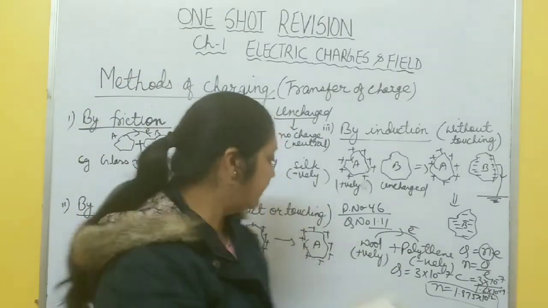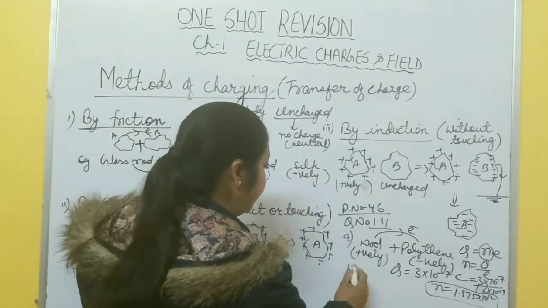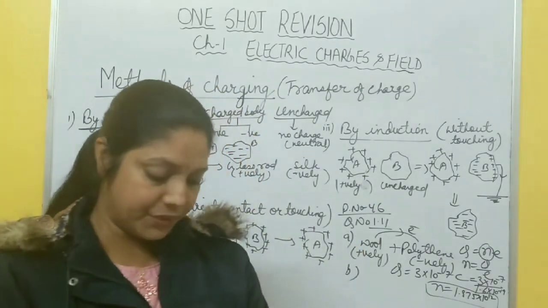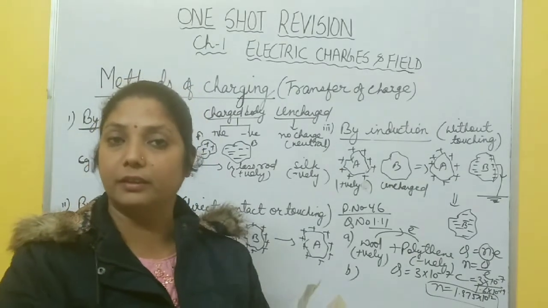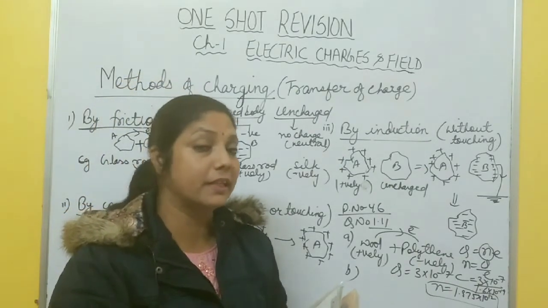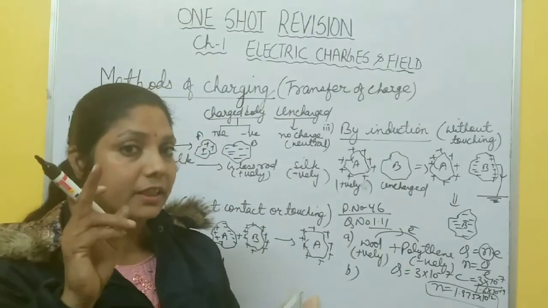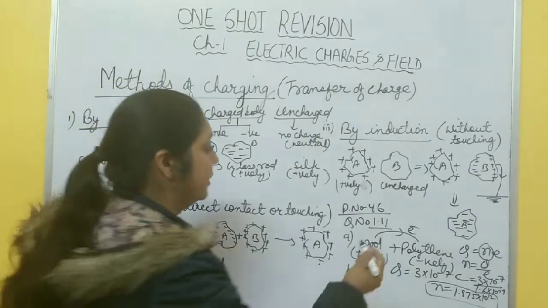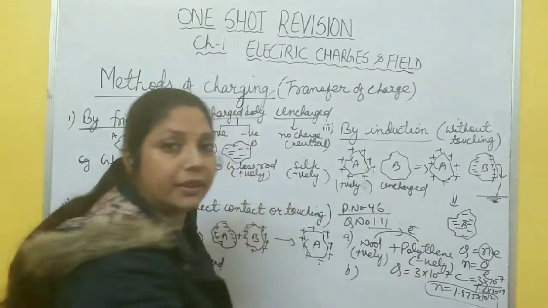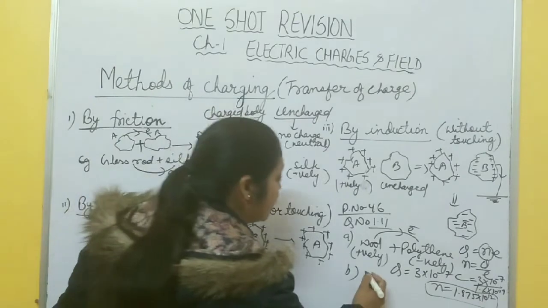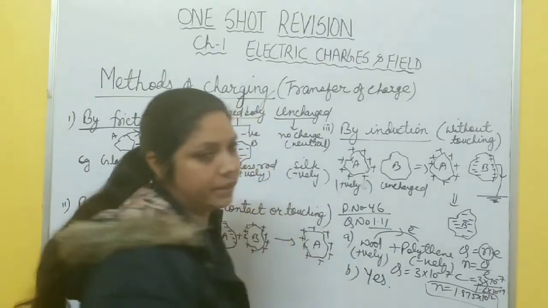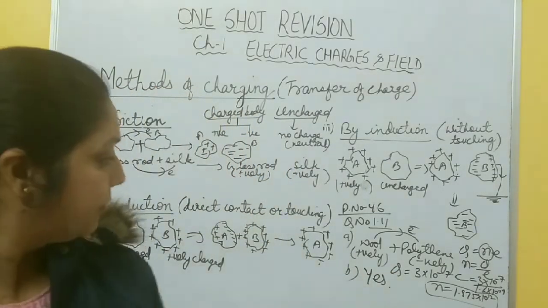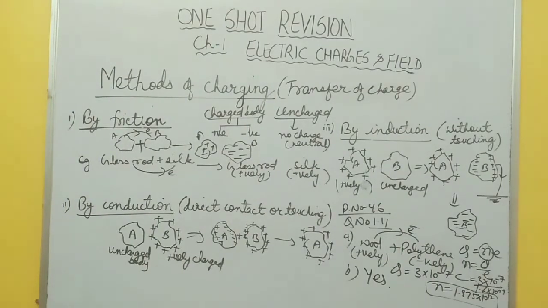Now the second part, this one was A part. In B part, is there any transfer of mass from wool to polythene? There is one property of charge that if there is transfer of charge, then there must be transfer of mass also, but the reverse is not true. Here there is transfer of electrons from wool to polythene, it means there is transfer of mass also. So the answer is yes, right? So please take a screenshot of this one. After this, I'm going to start the next topic, Coulomb's law.